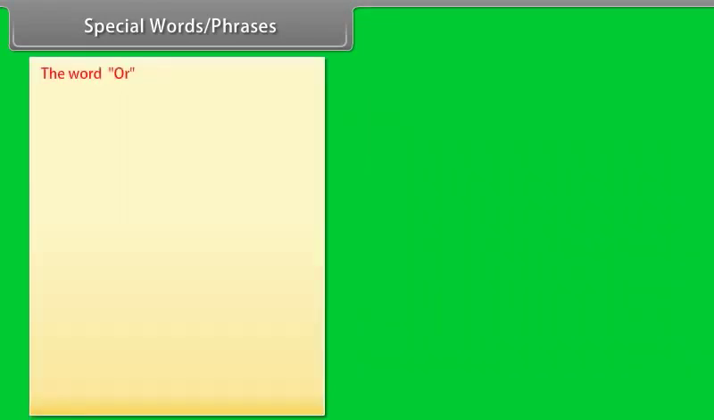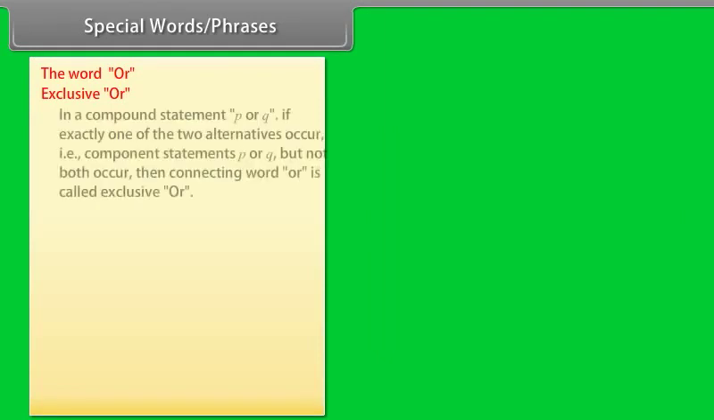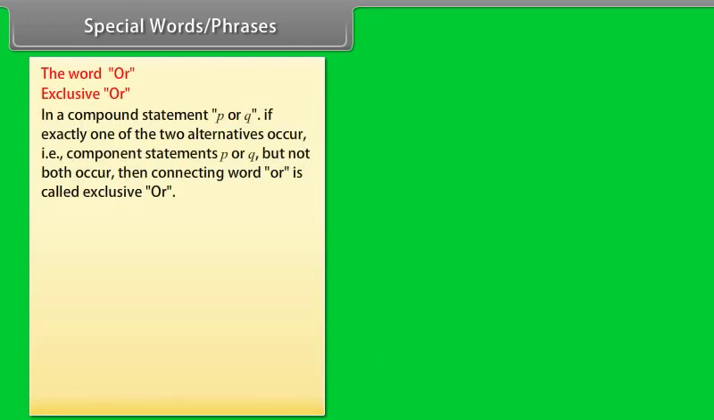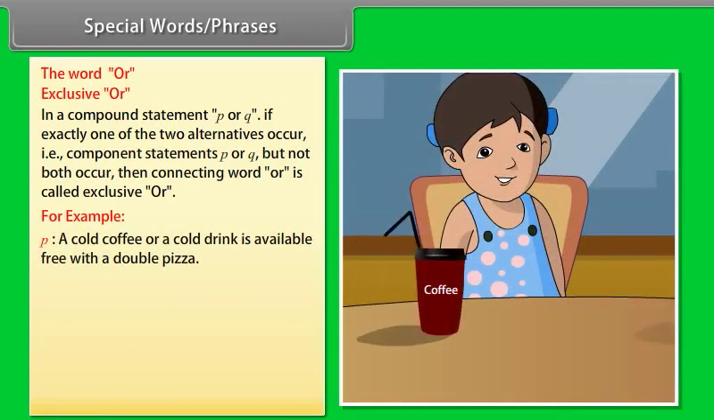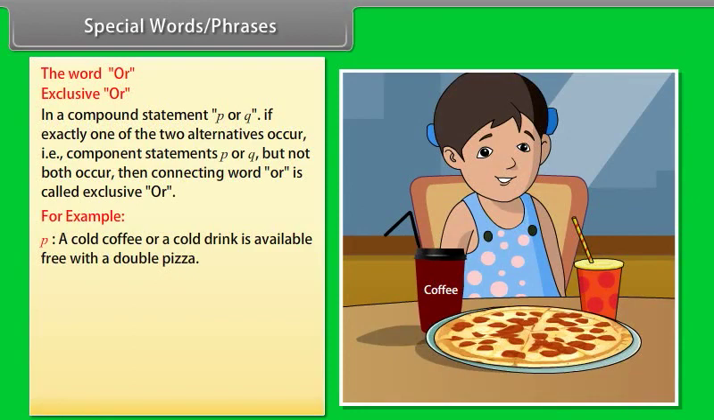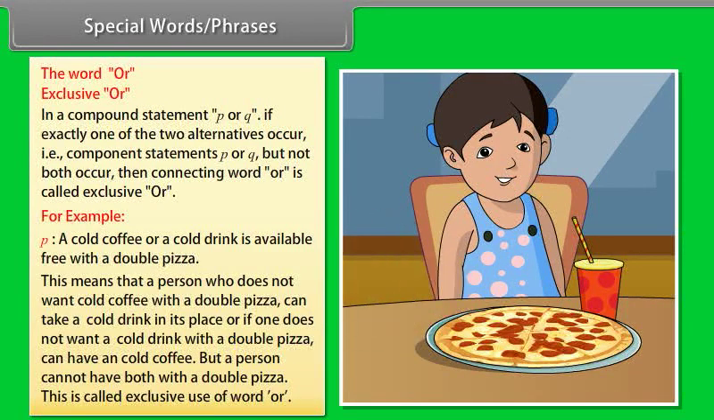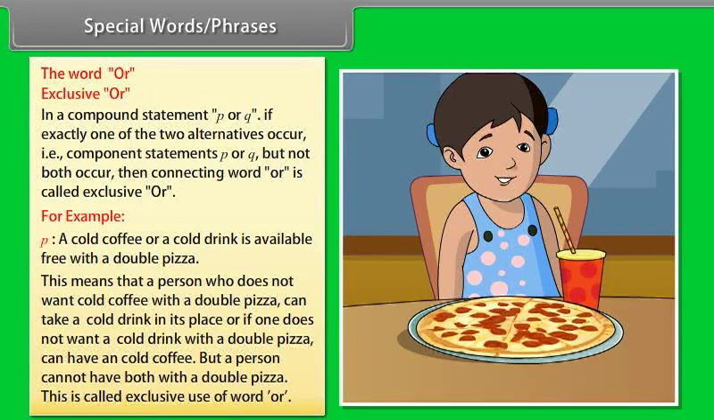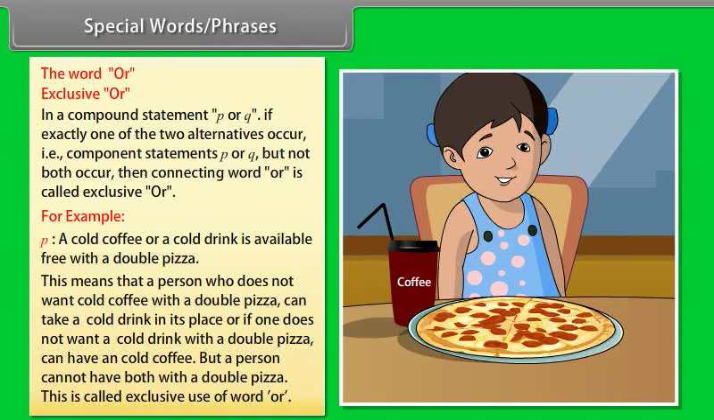The word "or". Exclusive or. In a compound statement P or Q, if exactly one of the two alternatives occurs, that is, component statements P or Q, but not both occur, then the connecting word "or" is called exclusive or. For example, P is a statement that a cold coffee or a cold drink is available free with a double pizza. This means that a person who does not want cold coffee with a double pizza can take a cold drink in its place. Or if one does not want a cold drink with a double pizza, can have a cold coffee. But a person cannot have both with a double pizza. This is called exclusive use of the word "or".